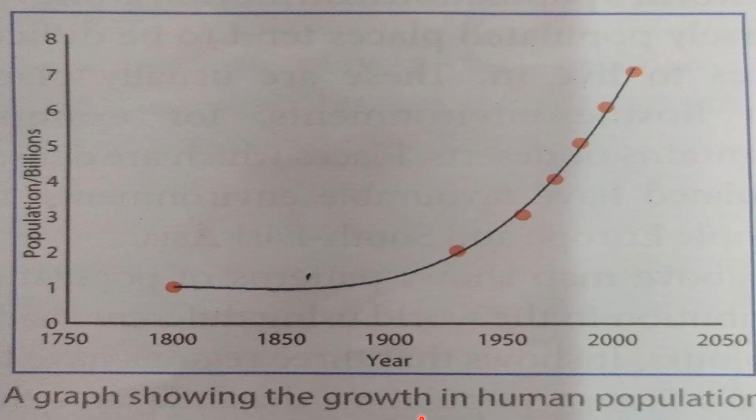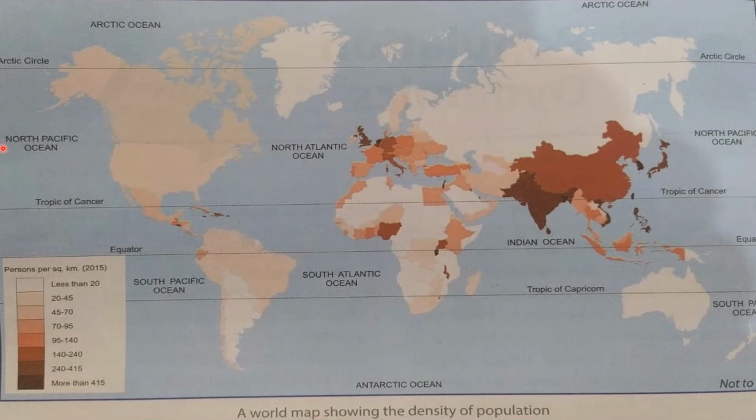So, this graph shows the growth in human population. Human population has increased from 1 billion in 1800 to 7 billion in 2000. Now, this map shows the density of population. The word density of population means the number of people living in a square kilometer of area.